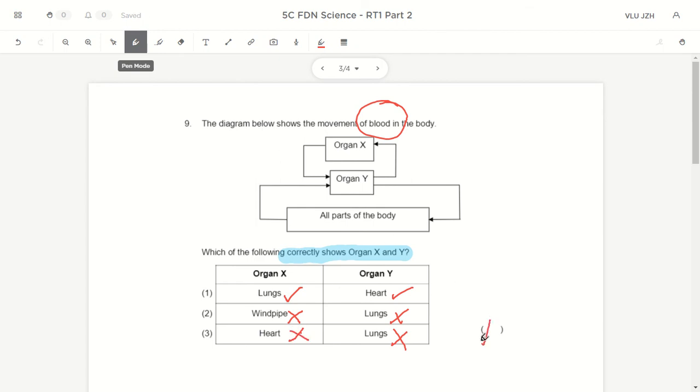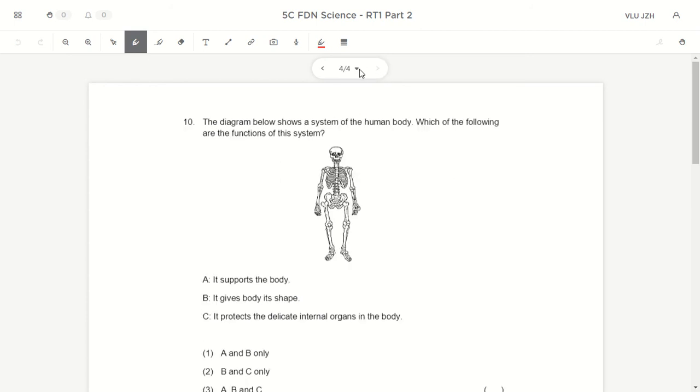Okay, the answer is 1 because organ X being the lungs, blood from the lungs goes back to the heart, which pumps it to the rest of the body. It goes back to the heart, which pumps to the lungs to absorb more oxygen and to remove the carbon dioxide. Right, so the answer is 1. So the next one, question 10, 2 more to go.